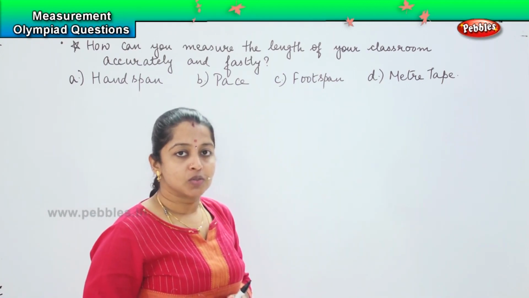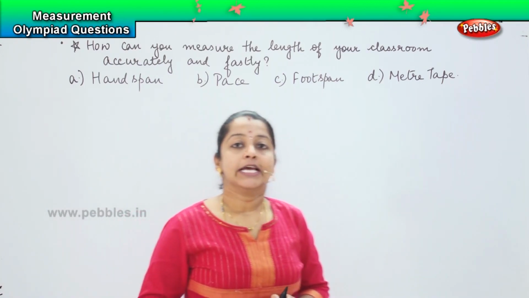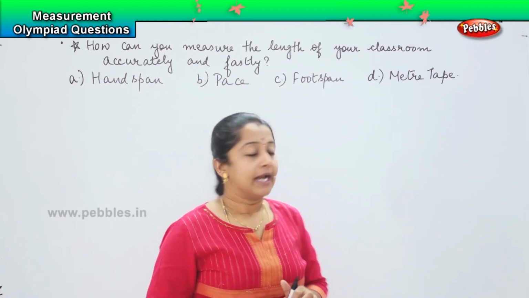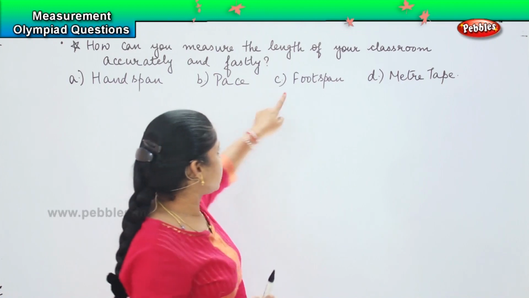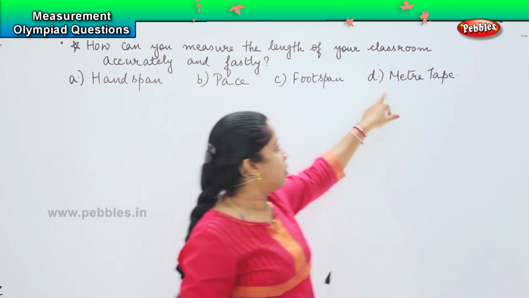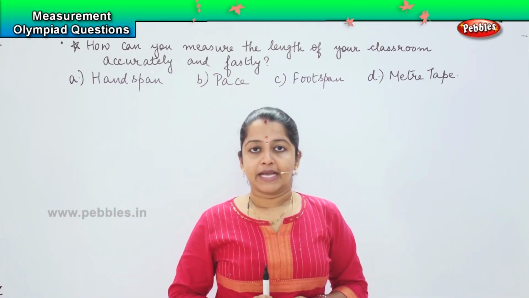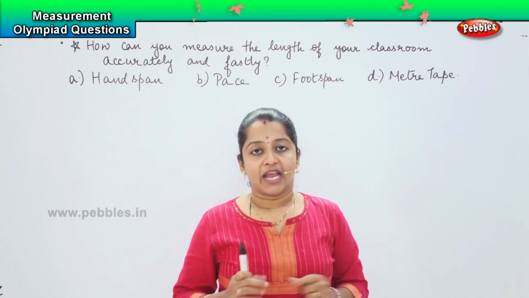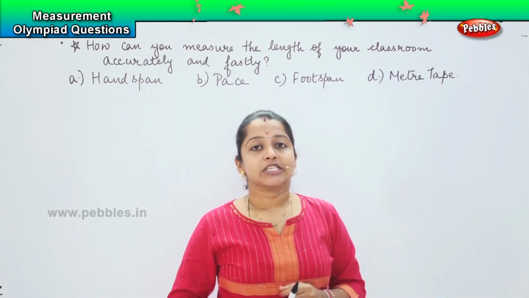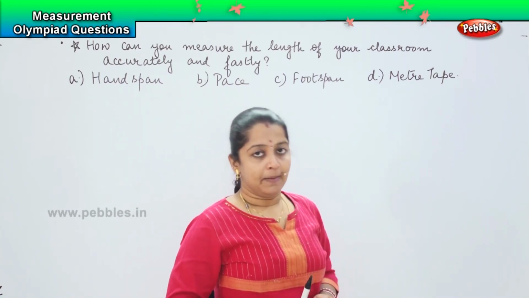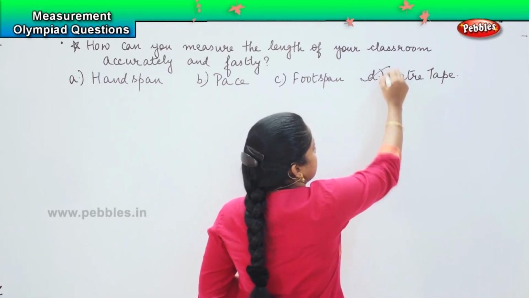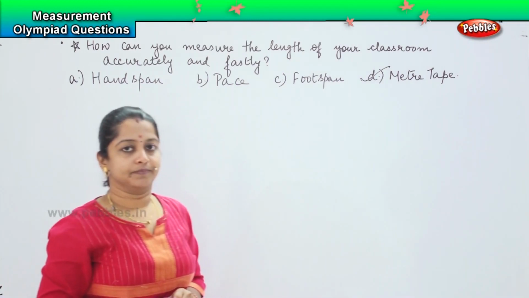Foot span. Again you have to measure length using your feet, and this is also going to take a lot of time. So, option C is also ruled out. How about the meter tape? Meter tape has the numbers given accurately, right? So, it's very easy for us to measure the length using the meter tape. So, option D will be my right answer.